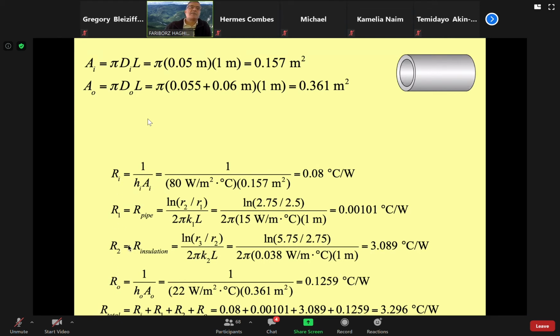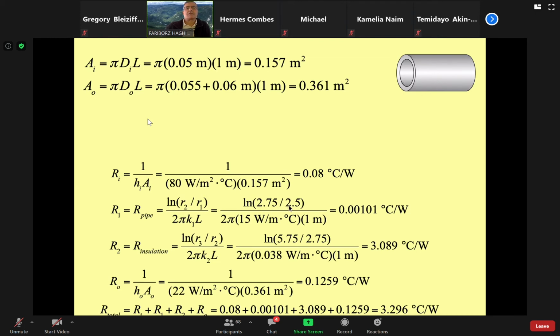But in between, we have 2 layers. One layer we have for the pipe, and one layer for the insulation. Therefore, here we are trying to calculate the 2 parts that we have. The definition of conduction through the wall is ln of R2 over R1, and this is the conductivity of the pipe. Therefore, this is the definition of resistance for cylindrical coordinates.